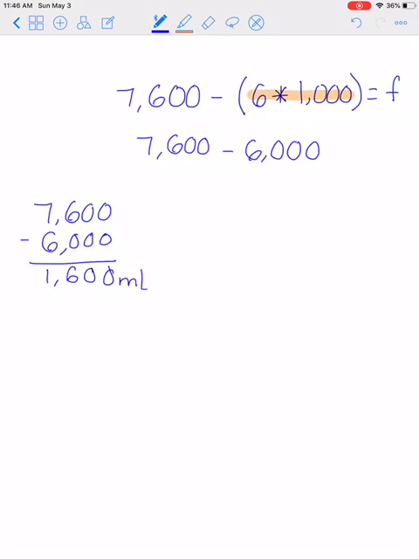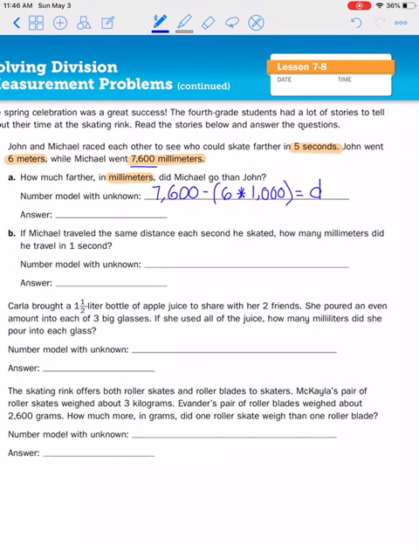And we figured out that Michael went 1,600 milliliters farther than John. So I'm going to come and write that on my answer, 1,600 milliliters farther. B, if Michael traveled the same distance each second he skated, how many milliliters did he travel in 1 second? So right now we know that he went 5 seconds.